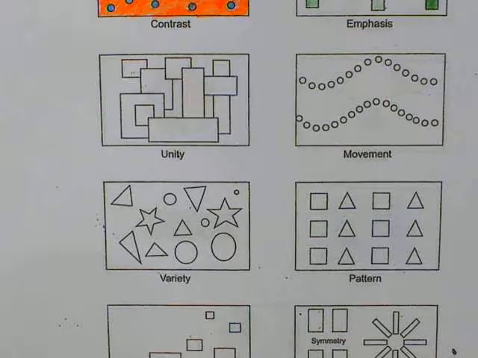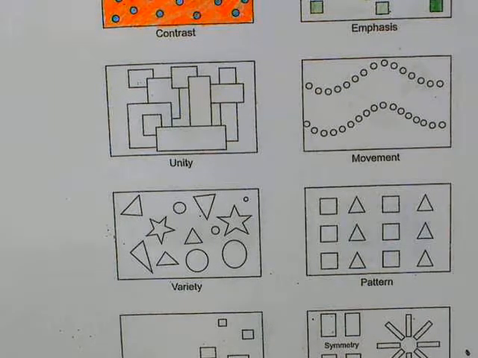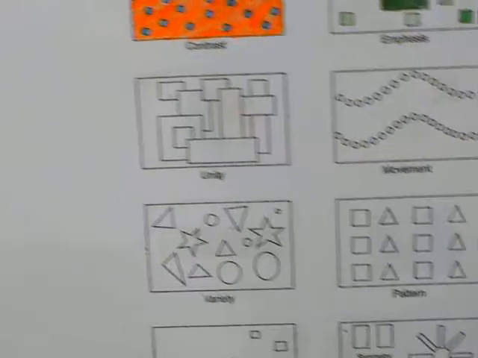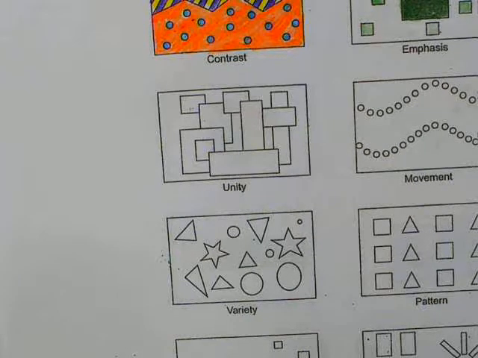Unity. Unity means a lot of different parts coming together and making one whole part. Like the United States, 50 states all together that makes one country. Okay, and what makes these unified? How did they create unity here? Layla? That they're all different shapes, they're like different lengths. Okay, but there's something else happening with them.